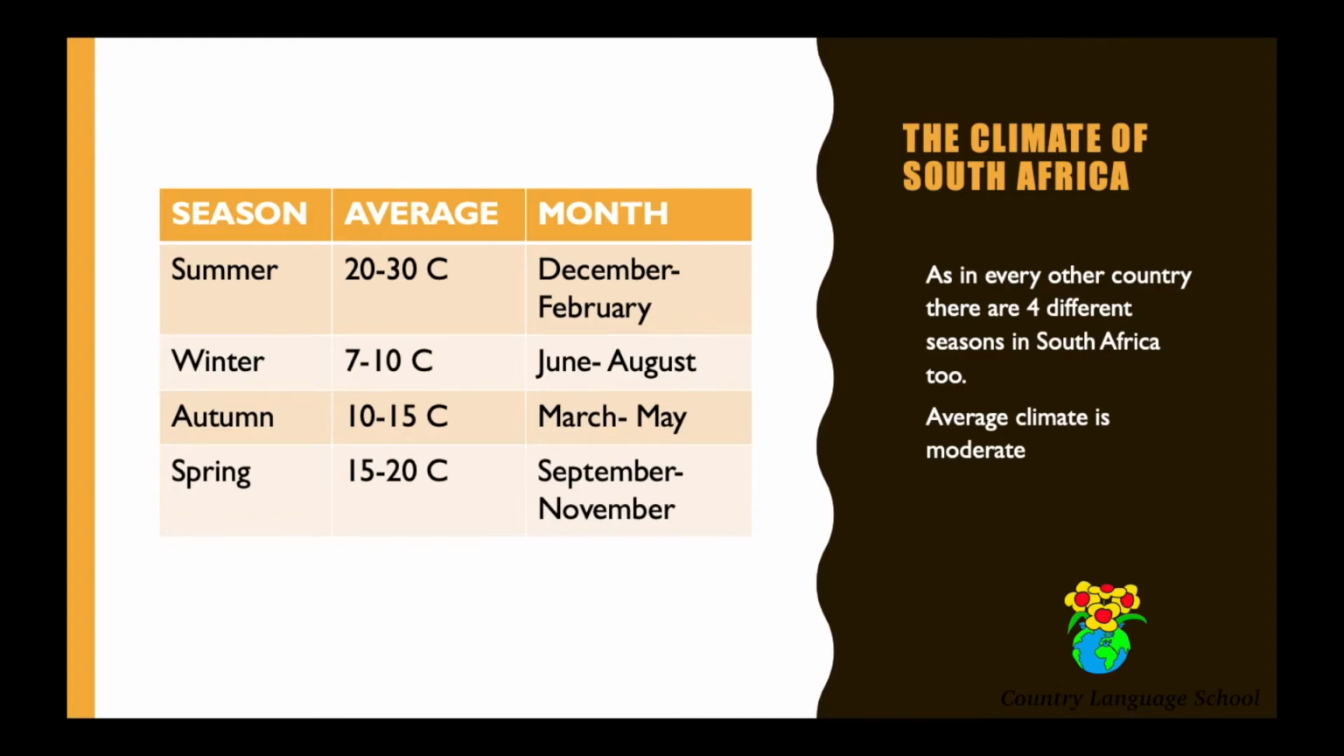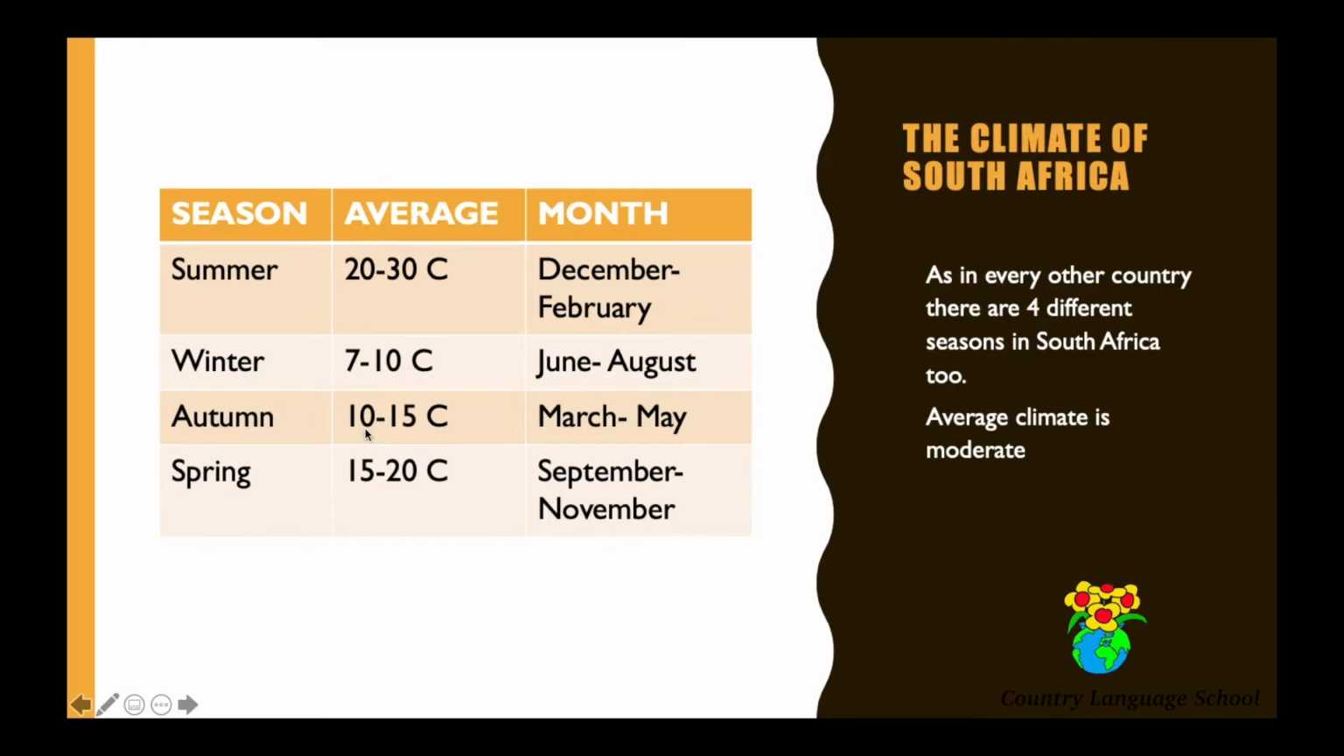So the climate of South Africa is really good. As you can see here, in summer the temperature is quite good, from 20 degrees to 30 degrees. The summer in South Africa is from December to February. The winter is from June to August, and the temperature is really not that bad. It's from 7 degrees to 10 degrees.